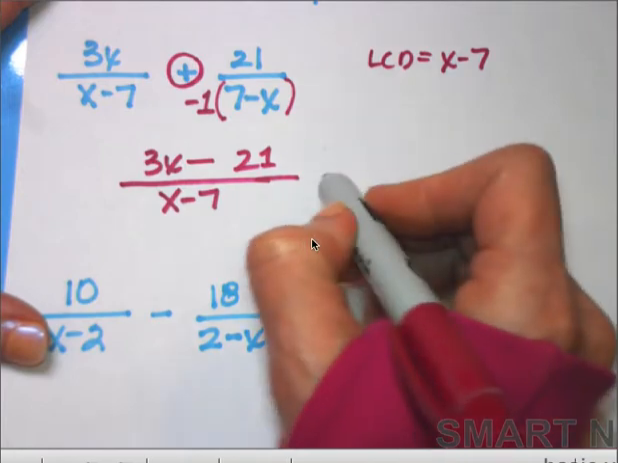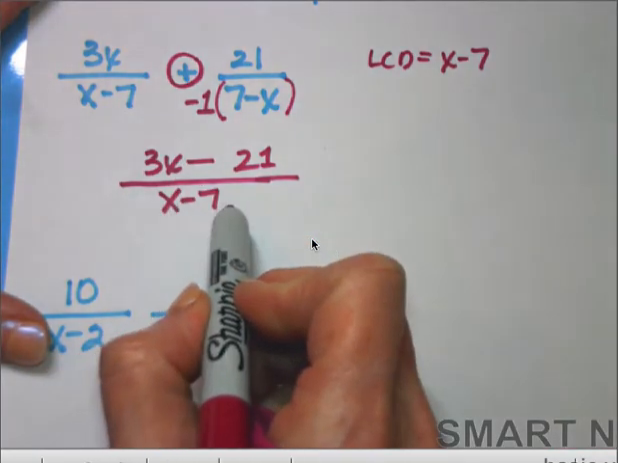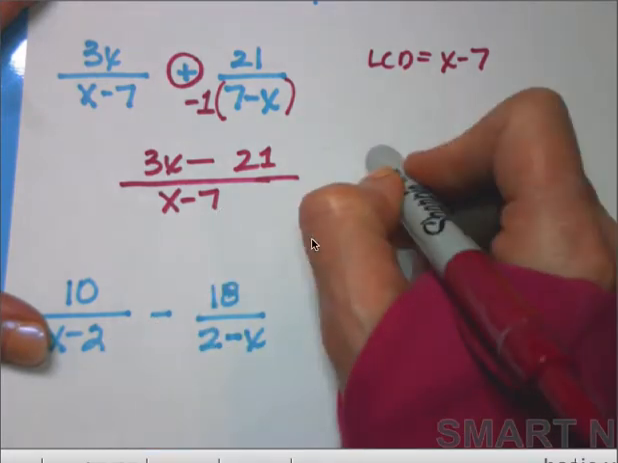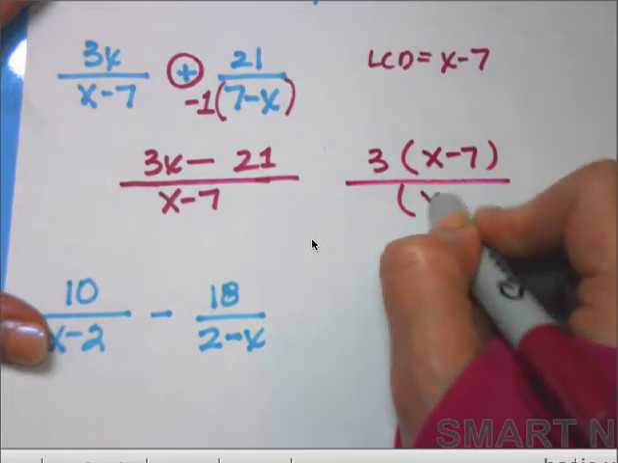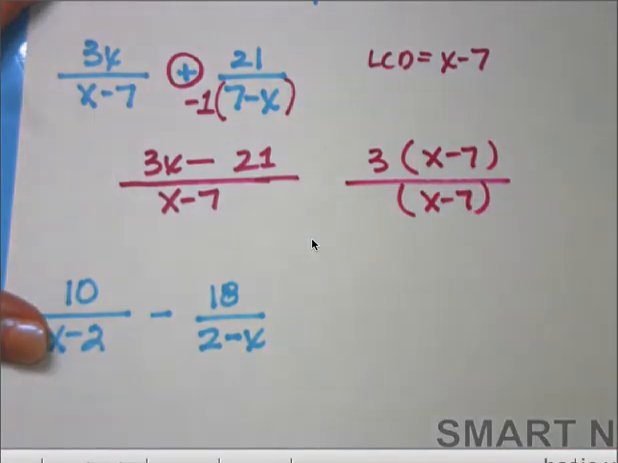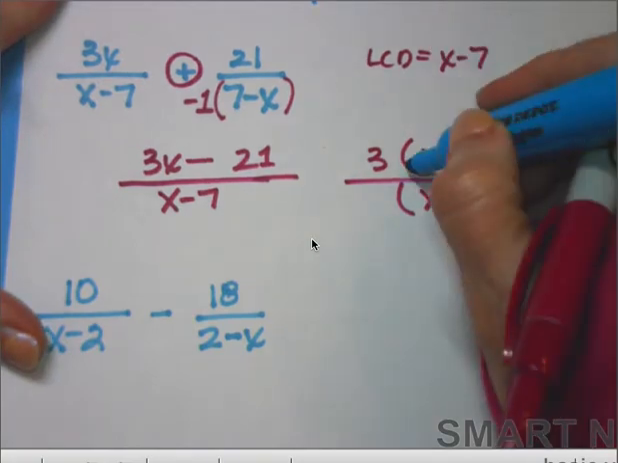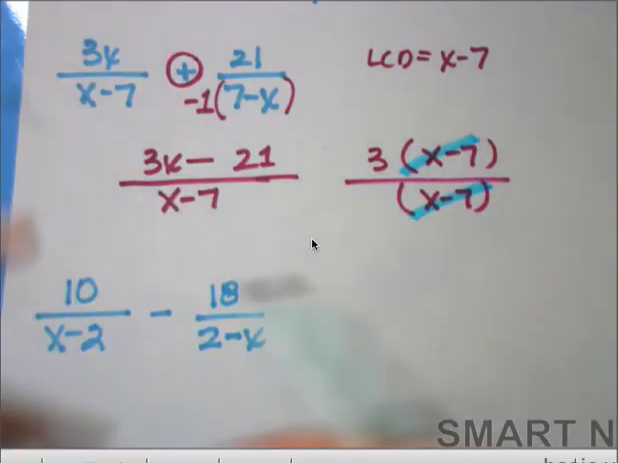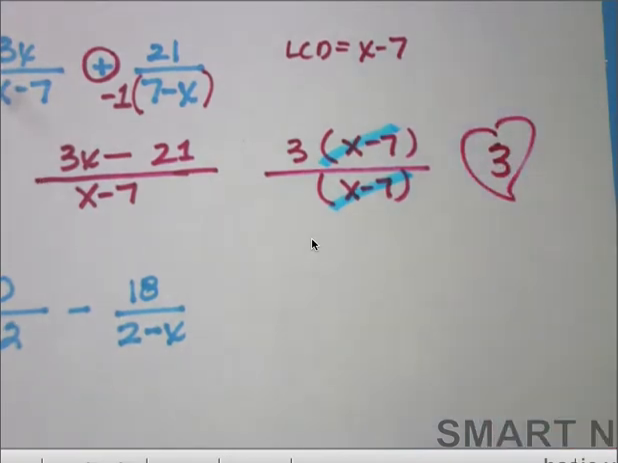Then to carry on with the problem, I now have a rational expression with the denominator of x minus 7. I'm going to reverse distribute out a 3 in the numerator, seeing that I've got that common binomial factor of x minus 7 top to bottom, and my simplified answer is going to be 3.